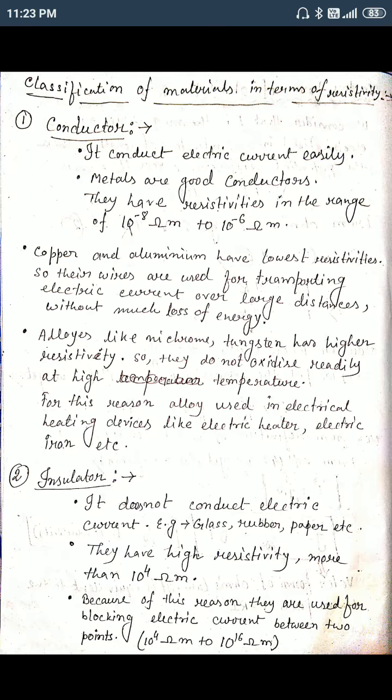One question sometimes comes: why are the coils of an electric toaster or electric iron made up of an alloy rather than a pure metal? Because copper and aluminium have less resistivity, but their mixture, the alloy, has a higher resistivity and does not oxidize readily at a high temperature. Because of this, alloys are used in heating devices, but their constituents, copper and aluminium, are used for transporting electric current over a large distance because they have the lowest resistivity.